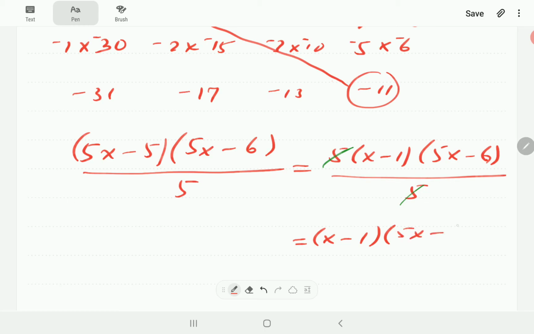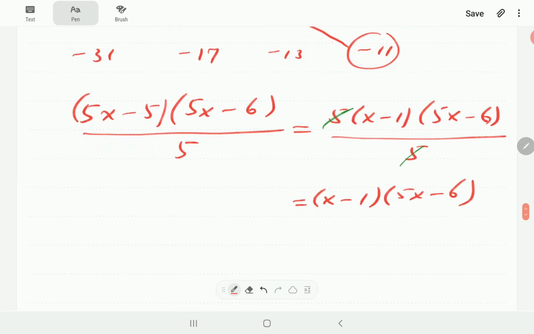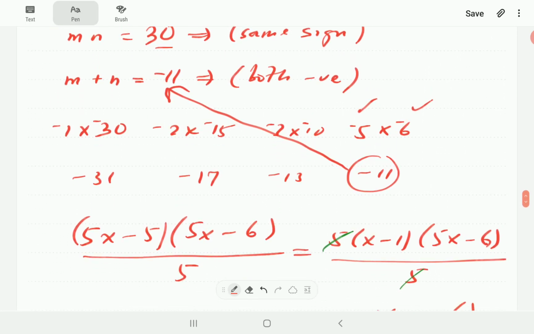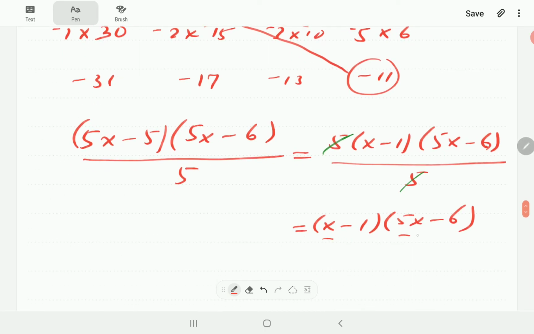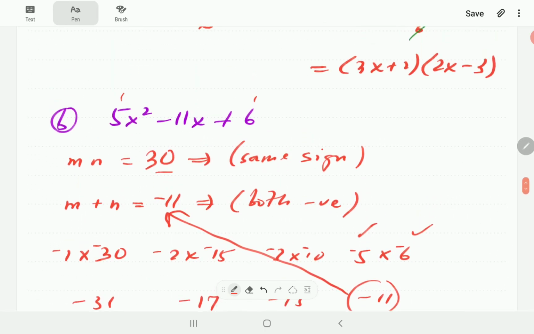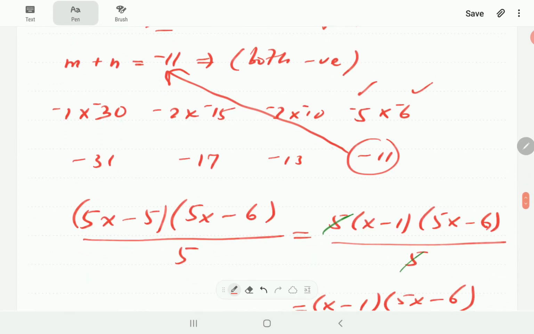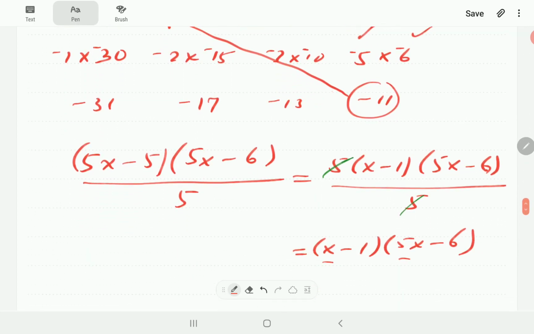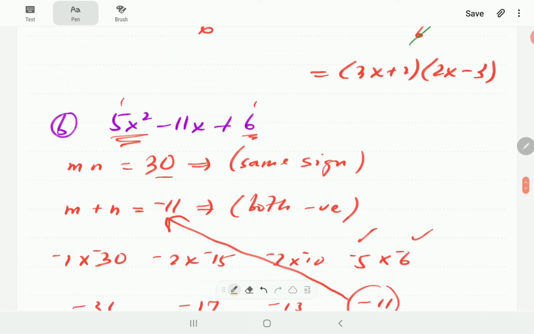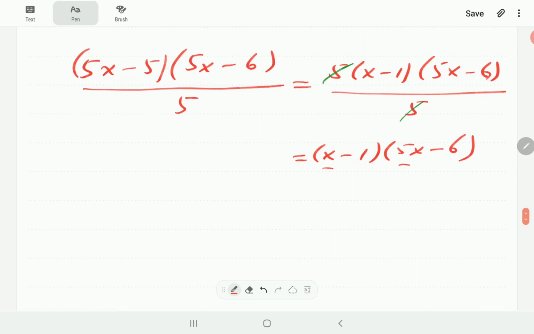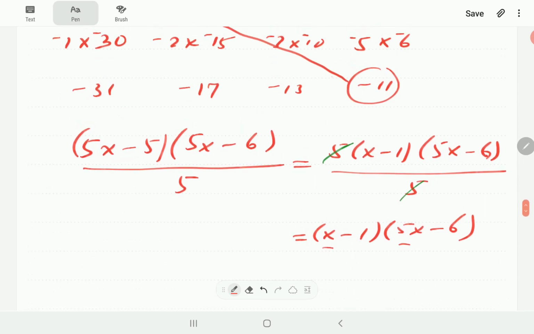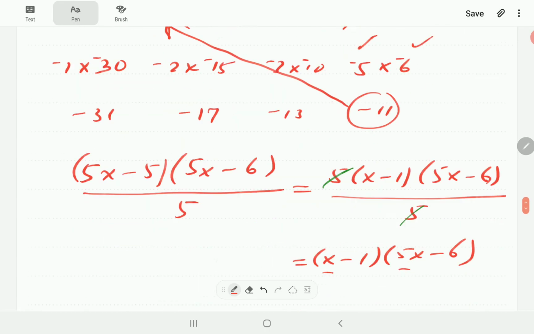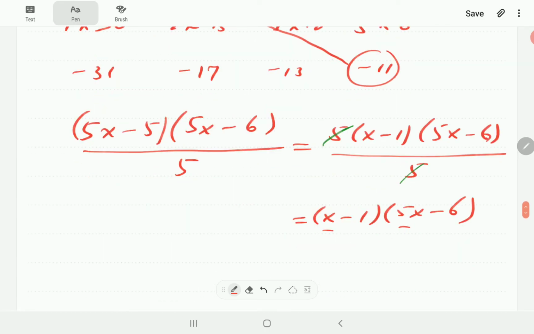times 5x minus 6. Mind you, it is possible to do a quick check if our answer is correct. When we multiply the first two terms, we must get the first term here. And when we multiply the last two terms, we must get the last term in the original expression. So just quickly here, 5x times x is 5x squared. And negative 1 times negative 6 is positive 6. So that we could have some confidence that it is the correct answer.